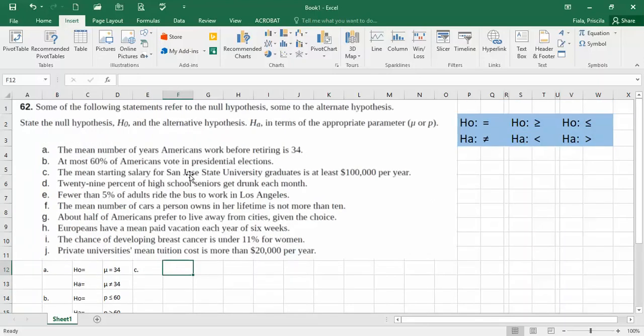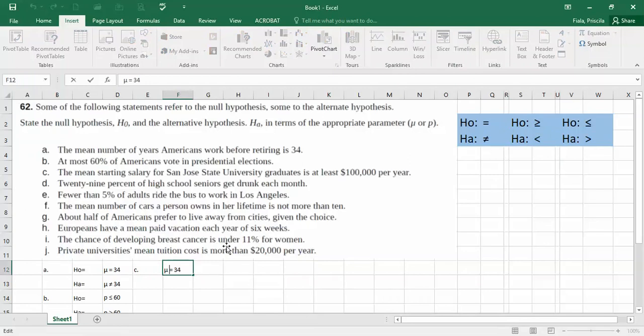C, the mean starting salary for San Jose State University graduates is at least 100,000 per year. Pretty good, huh? So it's at least, that means it's 100 and more. It includes 100. We are talking about the mean. We already defined here, this is the mean, not a percentage, right at the beginning of the problem. It includes 100 and higher. Which one here of all these three includes equals to, and higher? These two over here.